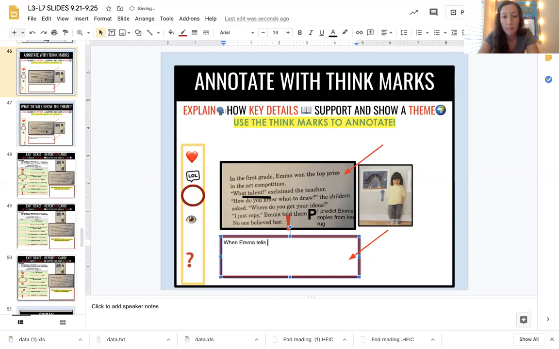When Emma tells people she copies her ideas, what happens? They doubt her. They don't believe her. They doubt her, or they don't believe her. Alrighty. So now we are done.